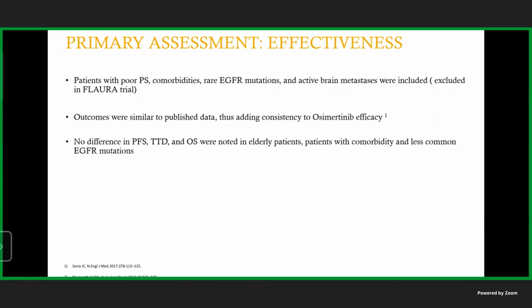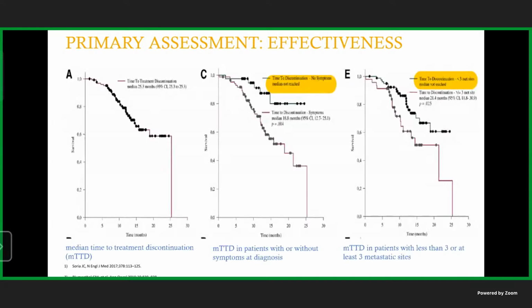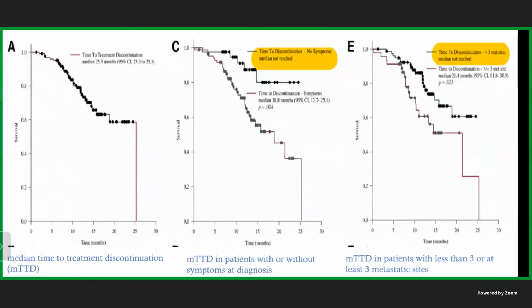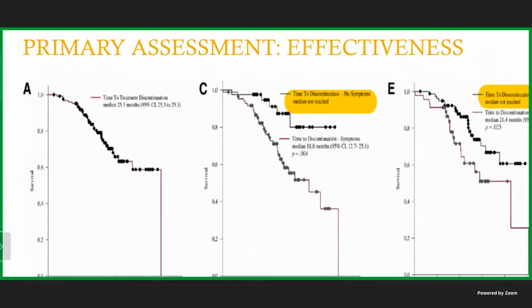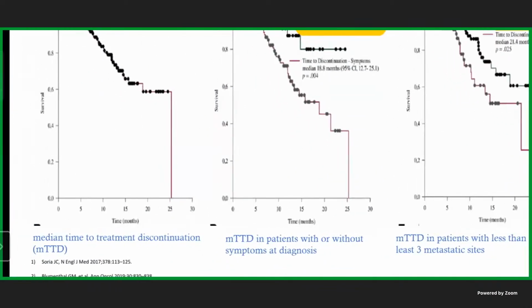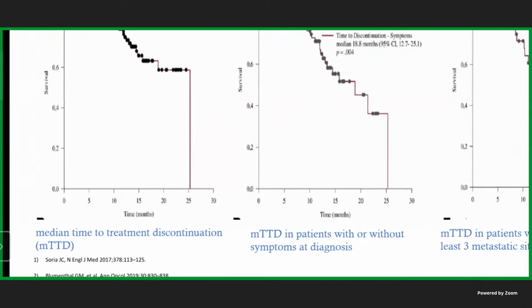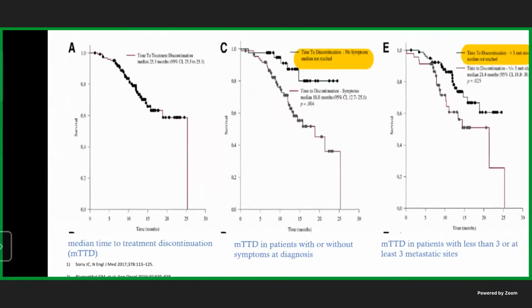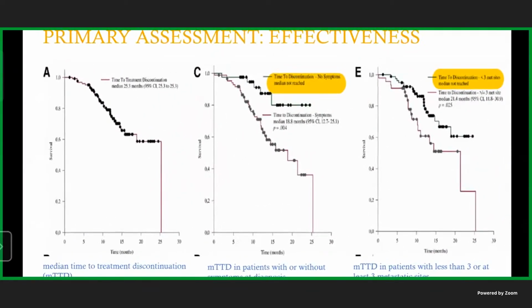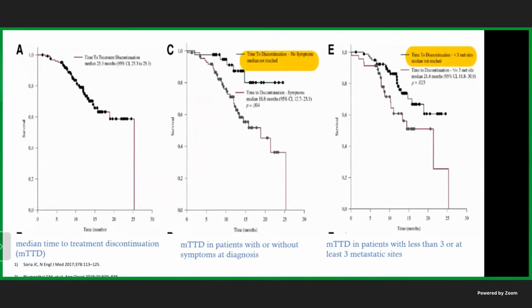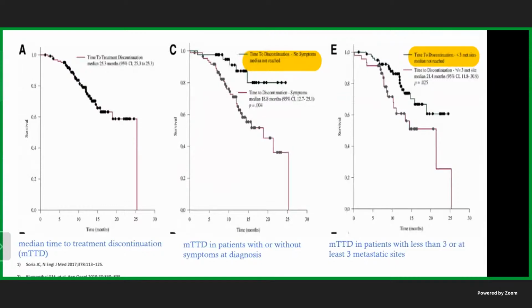So no difference in PFS, TTD, and OS was noted in elderly patients with comorbidity and less common EGFR mutations. So this is the primary effectiveness assessment, and the median time to treatment discontinuation, you can see, was similar to that which we saw in the FLAURA trial.